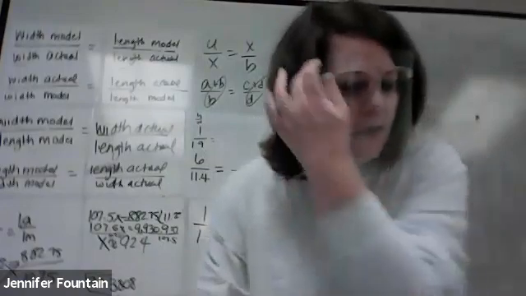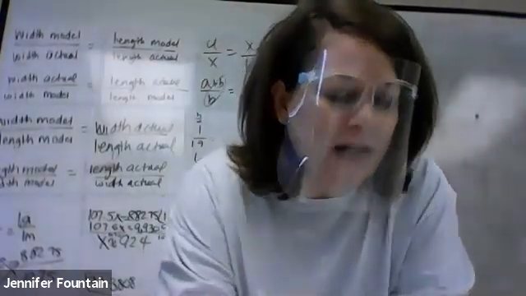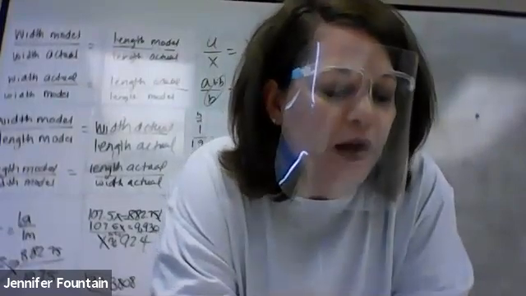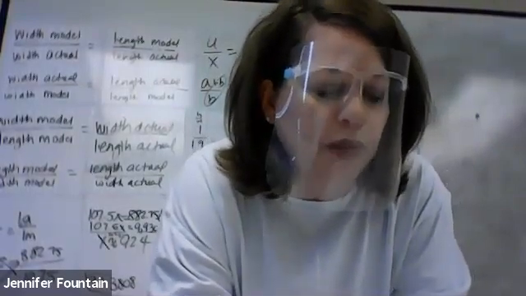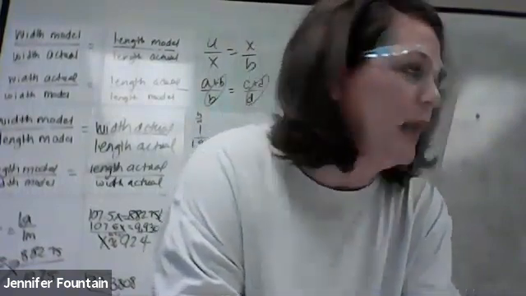Number 33 says coordinate geometry. I have 3 points that they've given me, and they're collinear, so find the value of X by solving the proportion below. They've given us the proportion, and I've got to solve for X.